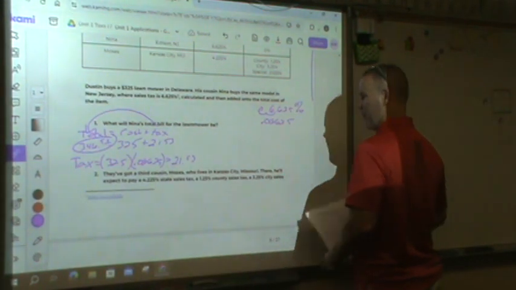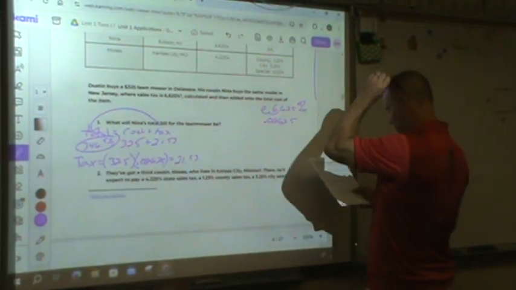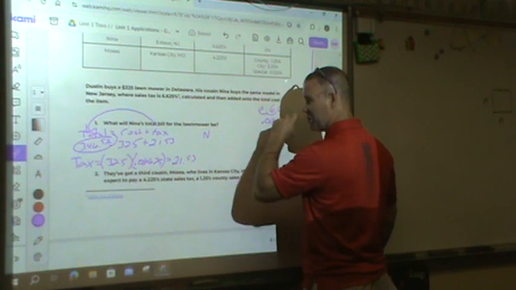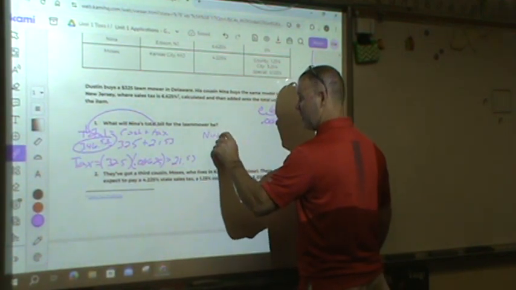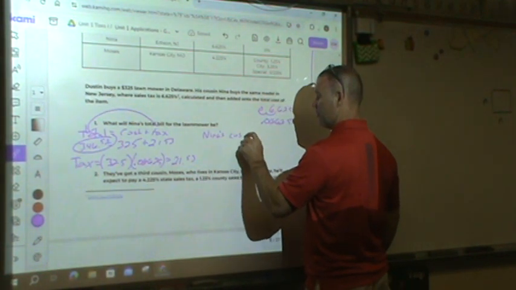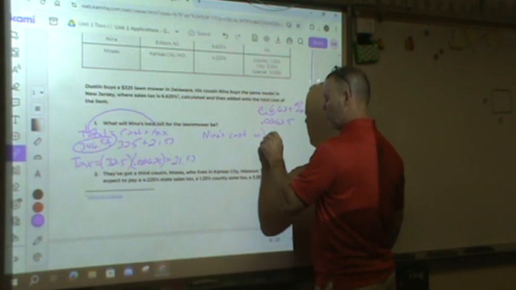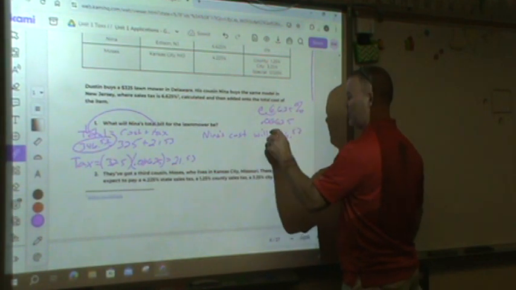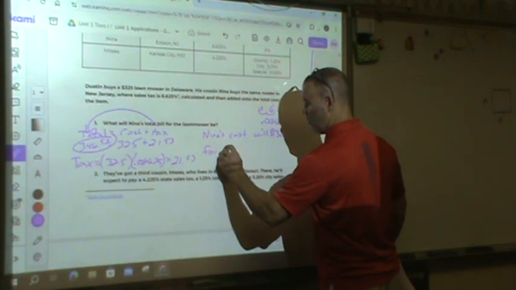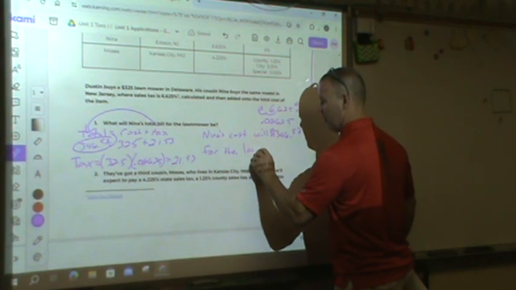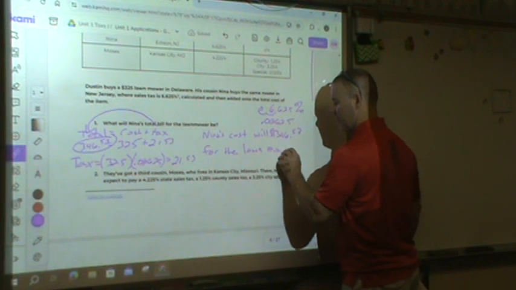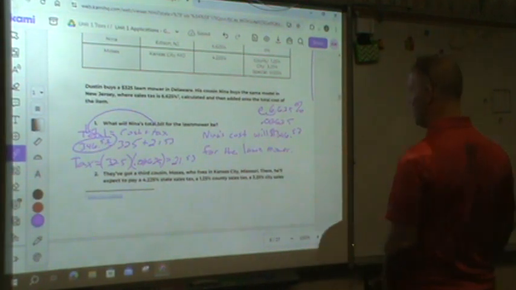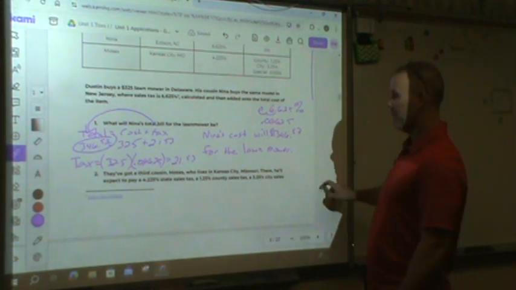Now, the other thing I told you to do is, this is still not quite finished. It's close, but it's not quite acceptable. What you need to do is write a short, complete sentence. Nina's cost will be $346.53 for the lawn mower. This tells what she paid and what she bought.